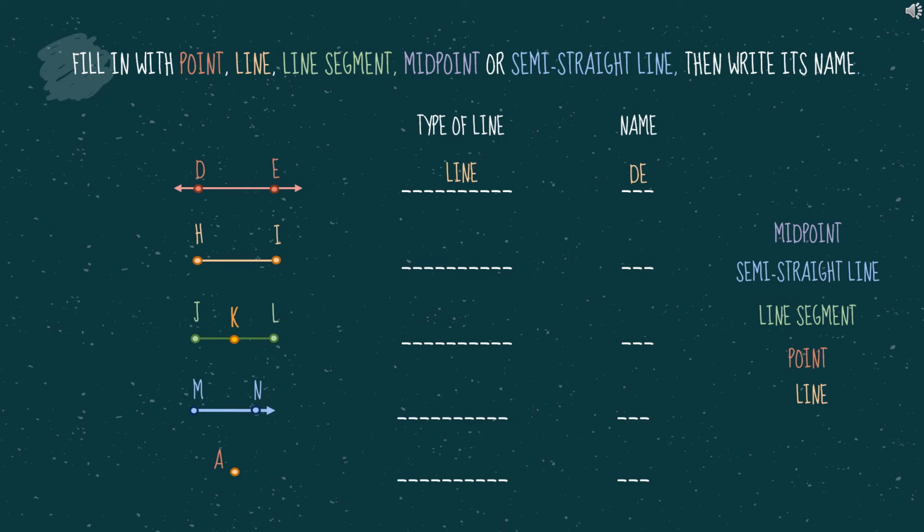The name of this line is DE. Can you see the D and the E above the points on the line? Those are the letters we use to make its name.